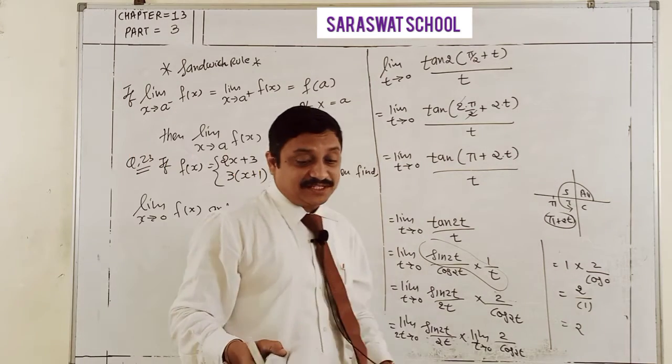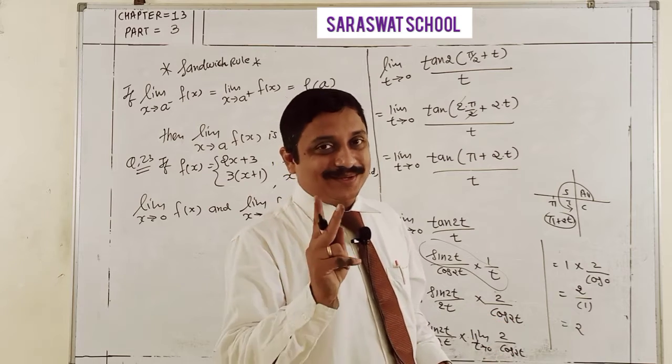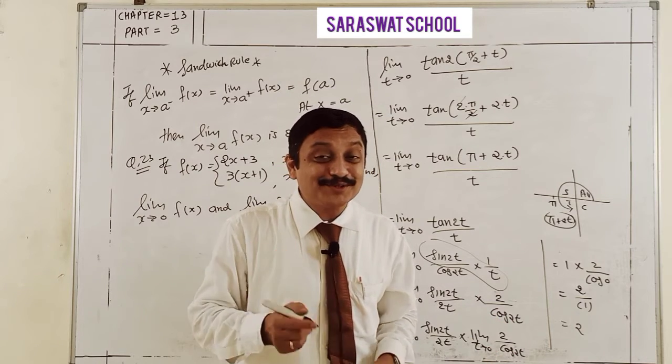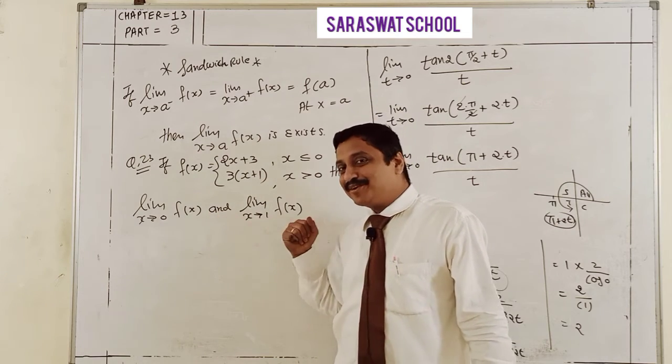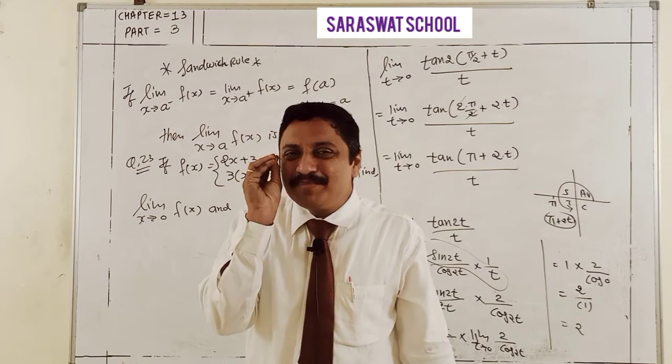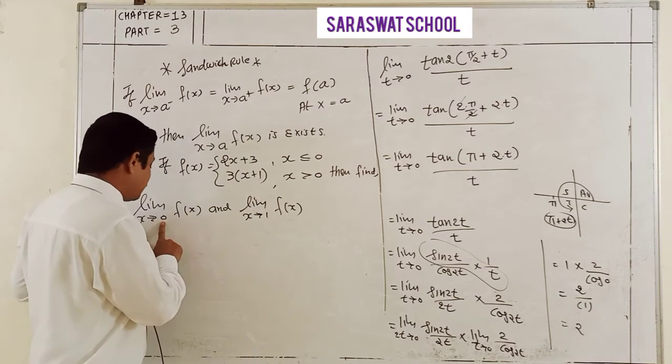x tends to 0 f(x) and x tends to 1. Indirectly, students, here two numericals are given. It means a 3 marks question, 1.5 for this one and 1.5 for that one. So I will simply explain this one.